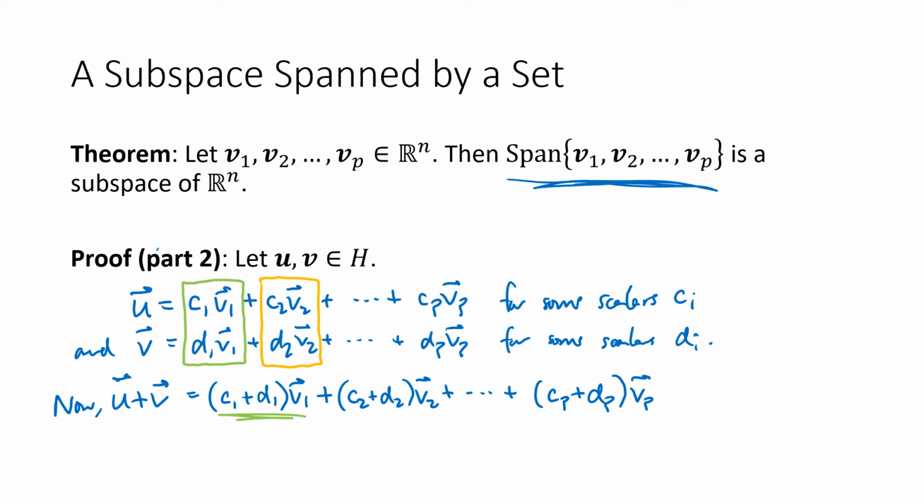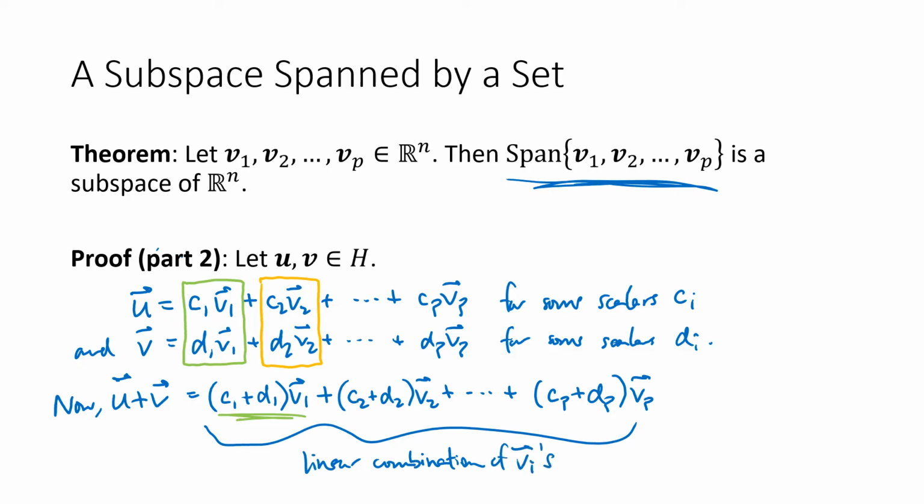Now, why am I doing that? Well, I'm doing that because what we have here is a linear combination of the v's, because that's what a linear combination is: a scalar times the first vector plus a scalar times the second vector, plus, all the way, a scalar times the last vector. And that's what H is, that's what this span is, and so this vector is in H. So pretty abstract, a little alphabet soup going on, but hopefully that makes sense.